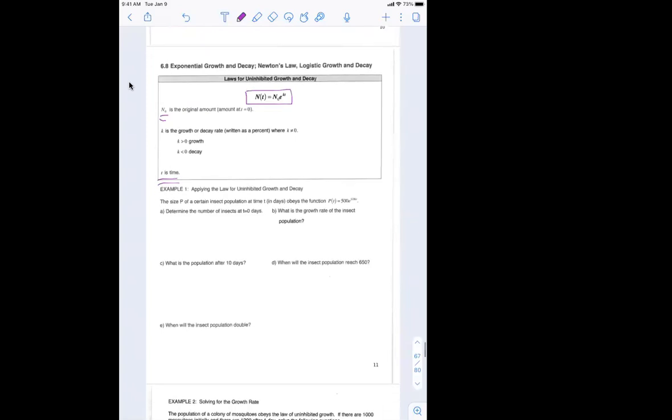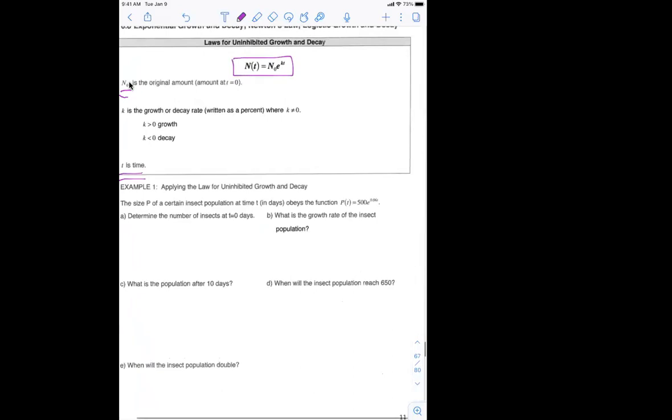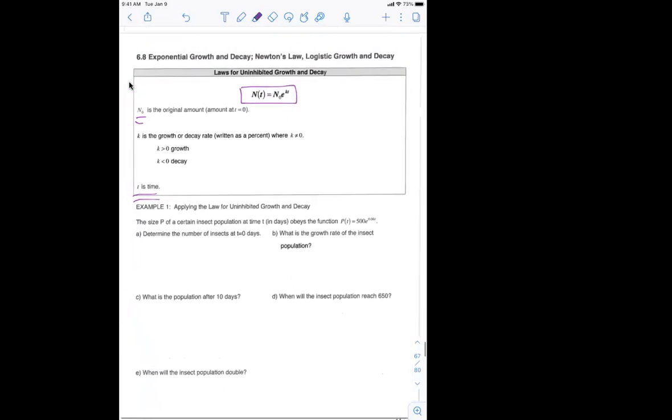So example 1. The size p of a certain insect population at time t in days. So really important that you're noticing the units because we're talking about word problems here. So t is in days, obeys the function, and there's our equation. And the size p is our other unit. So this is the equation. Again, we're only going to be doing problems where they give you the equation. You do not have to write it yourself. So determine the number of insects at t days.